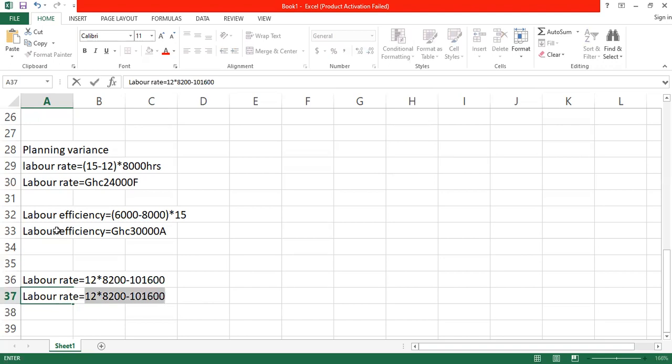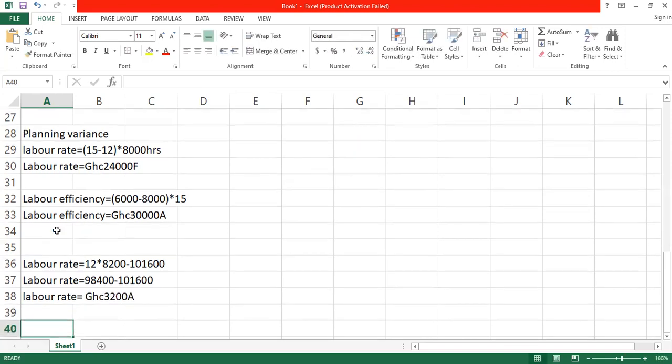So the labor rate variance: that is 12 by 8,200, which is 98,400, minus 10,600. Adverse or favorable? It is adverse. By how much? 3,200.